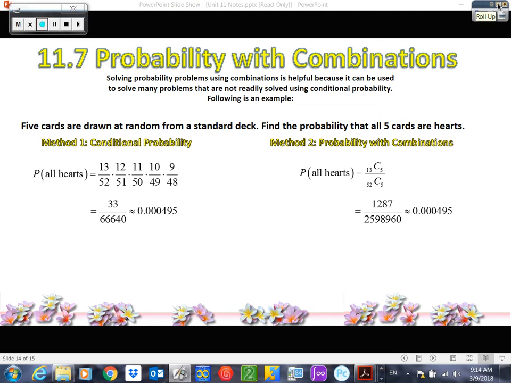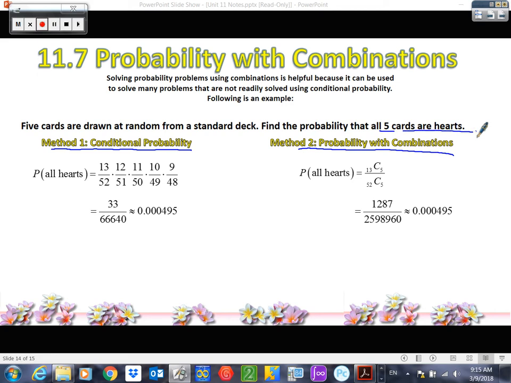There are really two methods that we can choose from. One is called conditional probability, and the other one would be using probability with combinations. And so this is the method that we're going to learn and focus on today. You may already know how to do this, but we're just going to focus on this type today. So if our situation is we have 5 cards drawn at random from a standard deck, find the probability that all 5 cards are hearts.